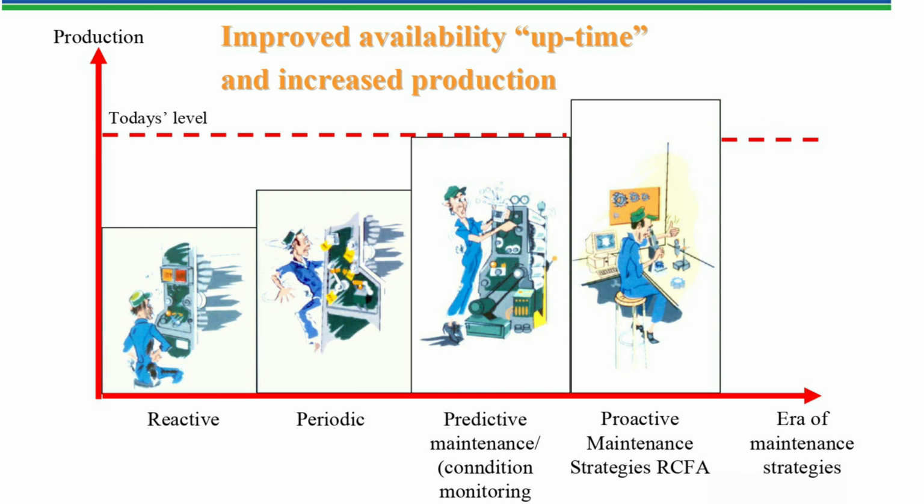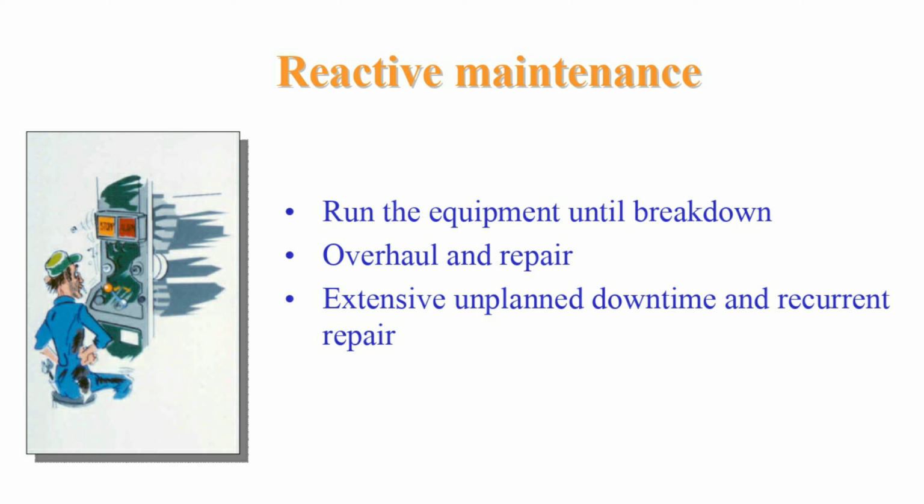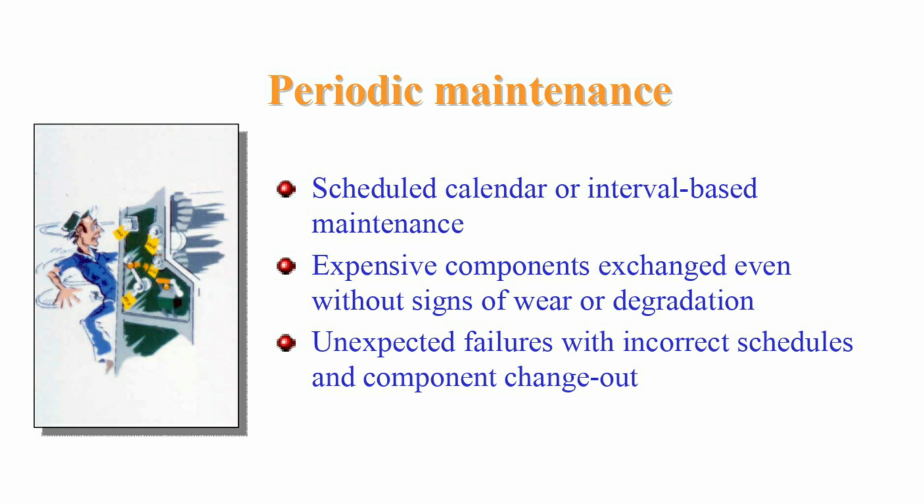Reactive, periodic, predictive maintenance and condition monitoring, proactive maintenance strategies, RCFA. Era of maintenance strategies. Reactive maintenance: run the equipment until breakdown, overhaul and repair, extensive unplanned downtime and recurrent repair. Periodic maintenance: scheduled calendar or interval-based maintenance, expensive components exchanged even without signs of wear or degradation, unexpected failures with incorrect schedules and component change-out.